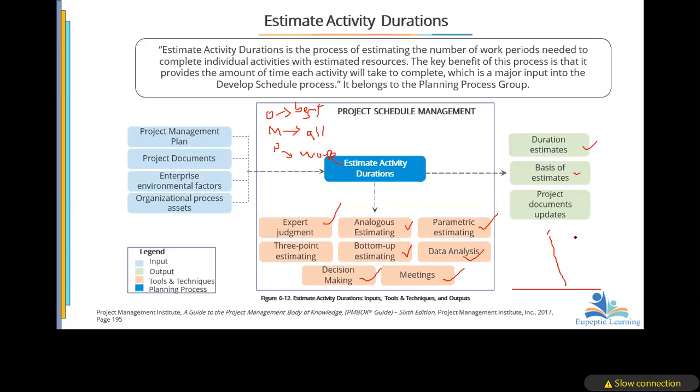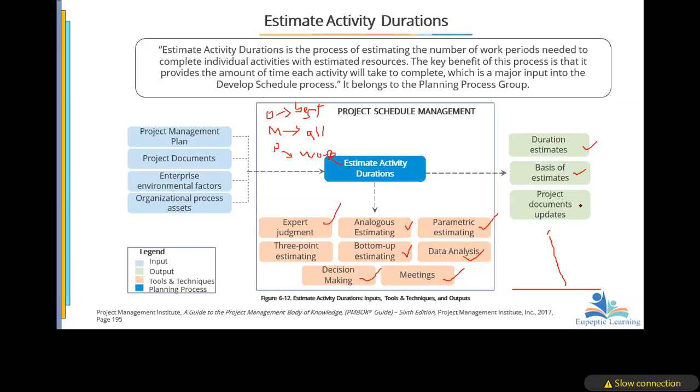The basis for estimate initially was not part of the output. So the PMBOK 5 doesn't have this, but the PMBOK 6 is saying that the basis for your estimate should be documented, so that whenever we want to make reference to anything, we know the basis on which we did this estimate. Do you get it now? Then there's going to be the update to the project management documents, the activity list and all those things.